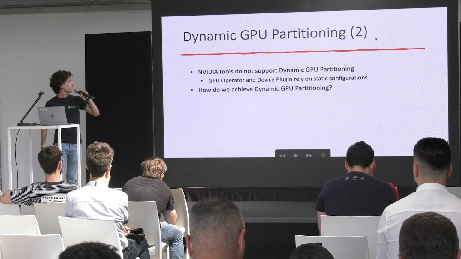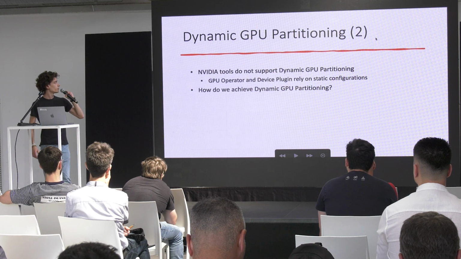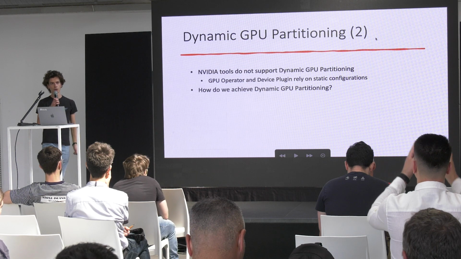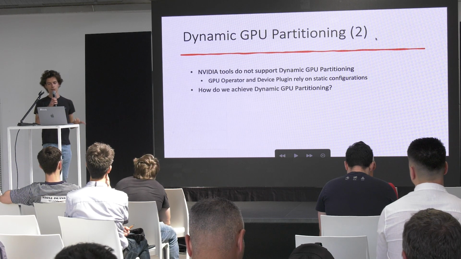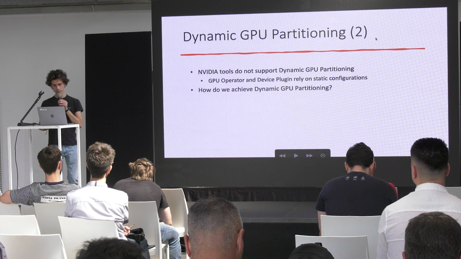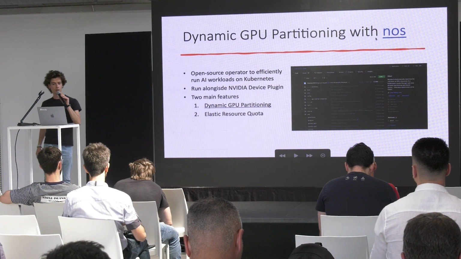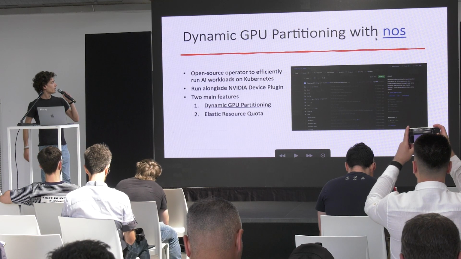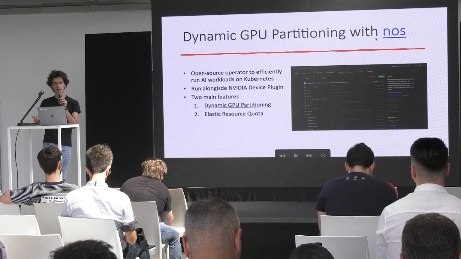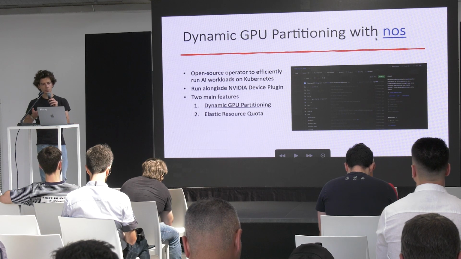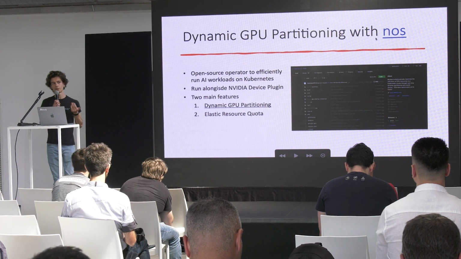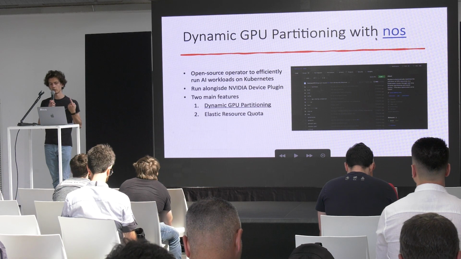And the problem here is that the official NVIDIA tools do not support dynamic GPU partitioning. They just rely on static configuration, both the GPU operator and the device plugin. So how do we achieve dynamic GPU partitioning? We can use NOS, which is an open source operator, and it is meant to run AI workloads efficiently on Kubernetes. And it runs alongside the NVIDIA device plugin and also the GPU operator if you want, but it's not a strict requirement.